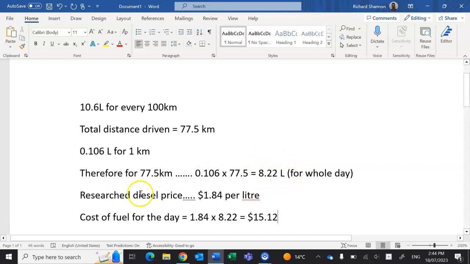Then go and research the fuel price. Make sure you get it. If it's diesel, get diesel. If it's petrol, get petrol. Get the researched fuel price. Again, give me a screenshot. $1.84 per liter. Then the cost of fuel for the day is that. Okay, off you go.